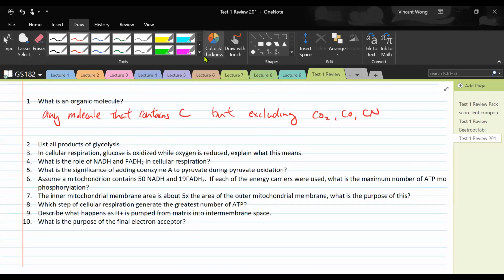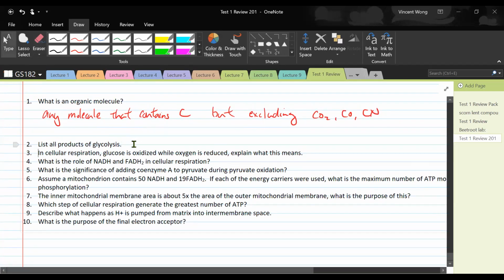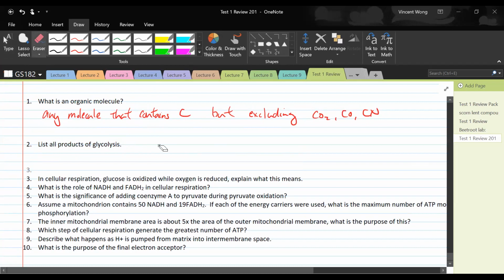All the products of glycolysis. Again, I gave you a chart for that, right? So there's 2 ATP net, 2 pyruvate, and 2 NADH, right?